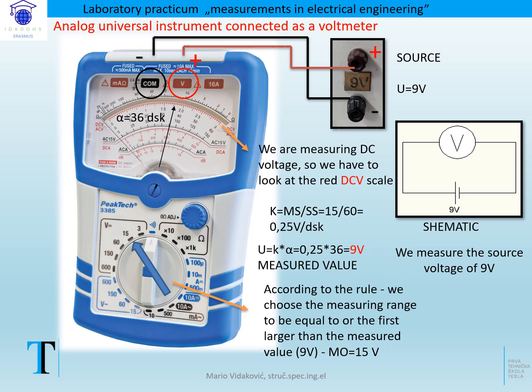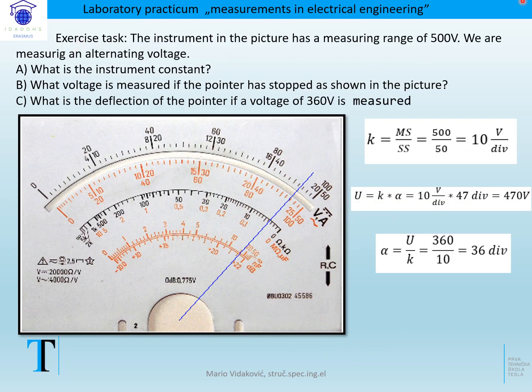That is the example. This is the exercise task. The instrument in the picture for the practice has a measuring range of 500 volts. We are measuring an alternating voltage. This is important because we must choose the right scale on this instrument. What is the instrument constant? Is it A?